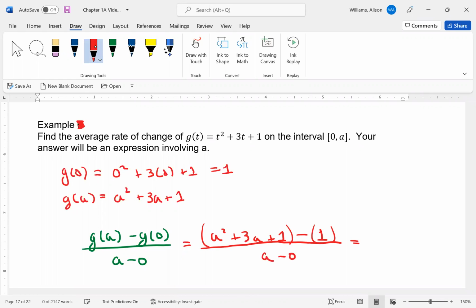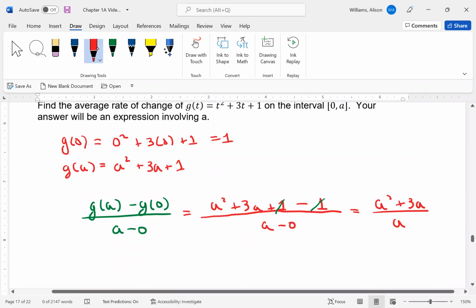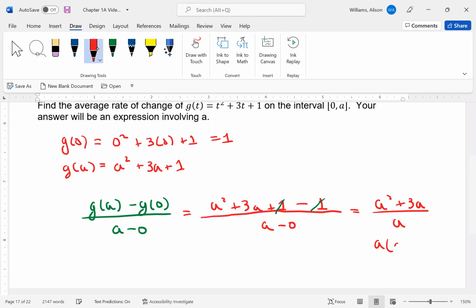Okay, so in the numerator, since I don't really need those parentheses, let me get rid of them. That means that the ones basically cancel, and I'm left with a squared plus 3a over a minus 0, which is just a. And then that simplifies. The nicest way of simplifying this would be to factor the numerator, factor out an a, and then cancel the a's, which leaves me with a plus 3.